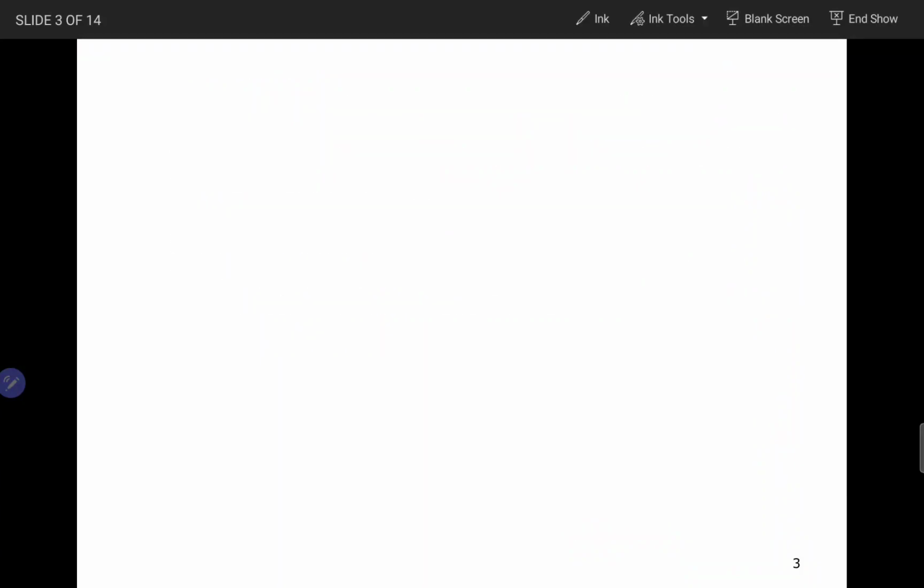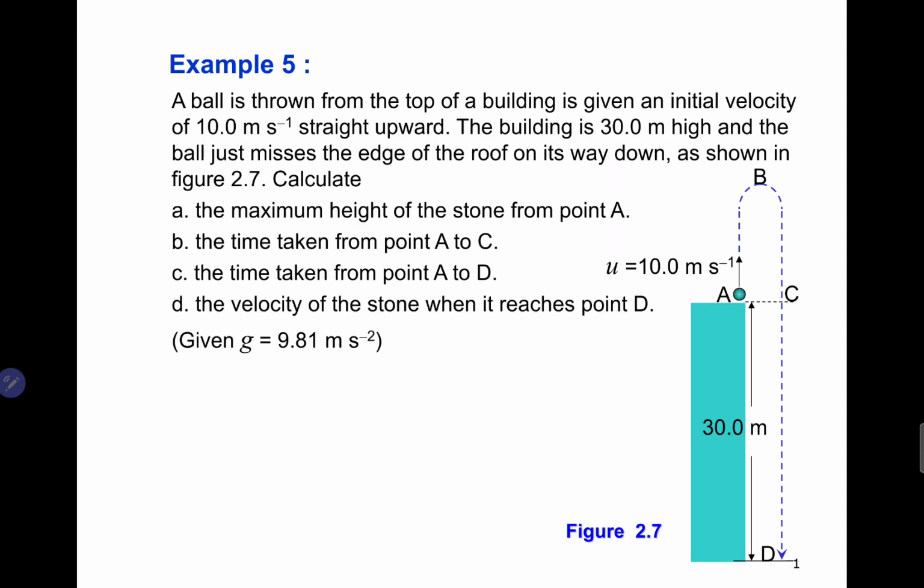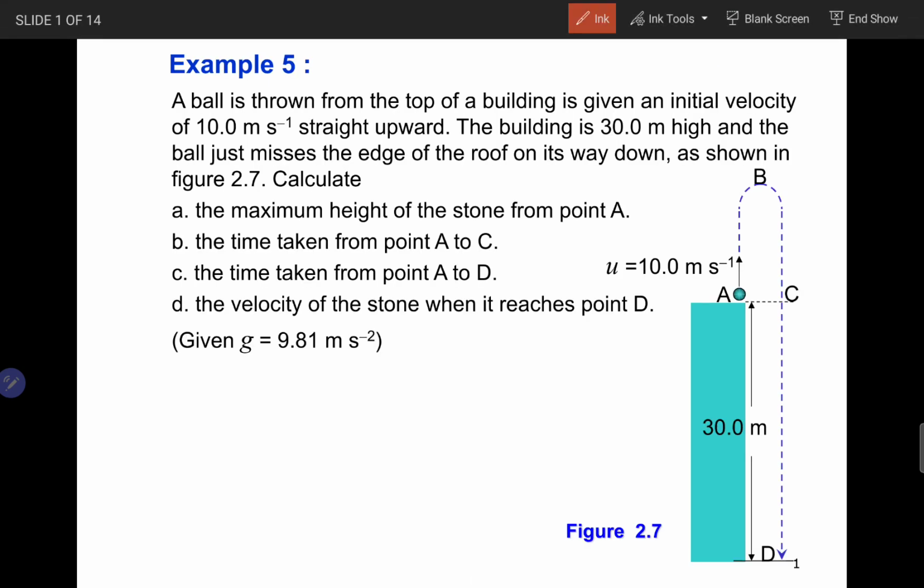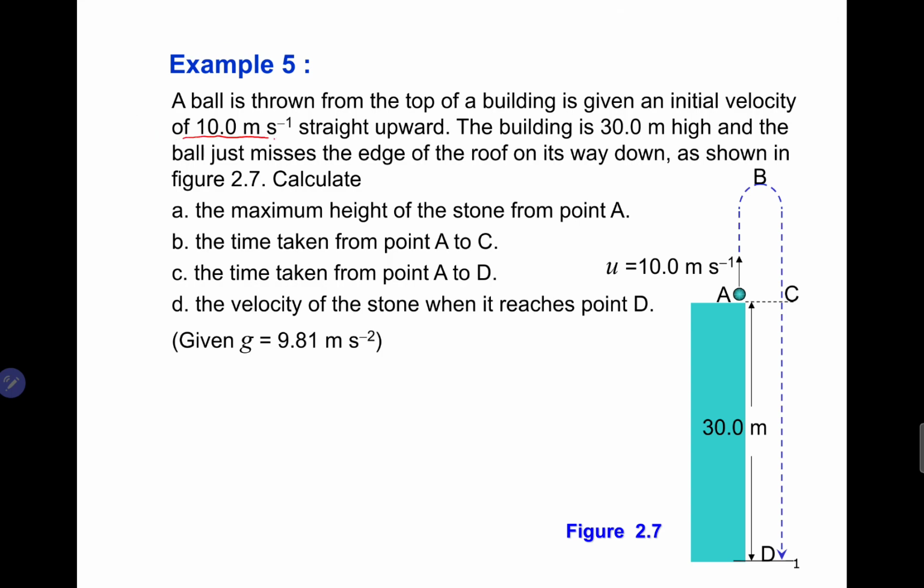Let's go back to the previous. Over here the initial velocity is given as 10 meters per second. Whatever information is given, derive out the information. So this will be your U. The building is 30 meters high, and the ball just misses the edge of the roof on its way down, as shown in the figure. They want to calculate the maximum height of the stone from point A.